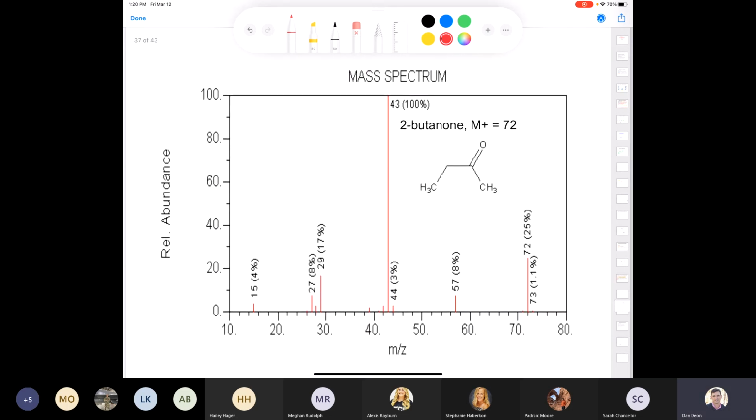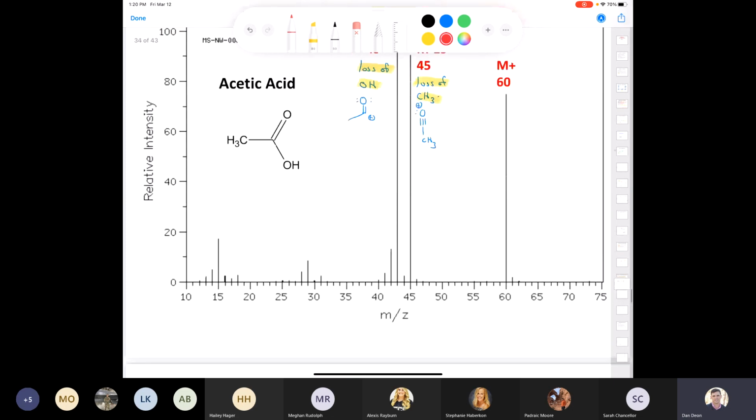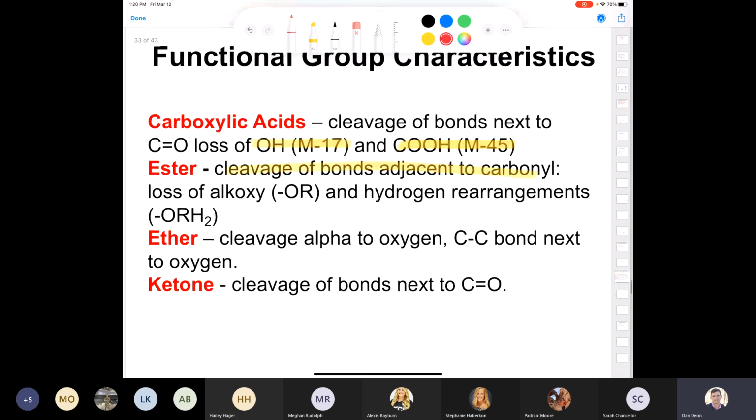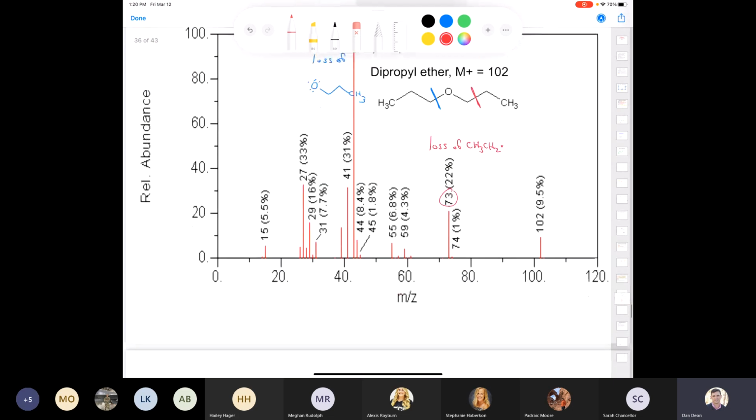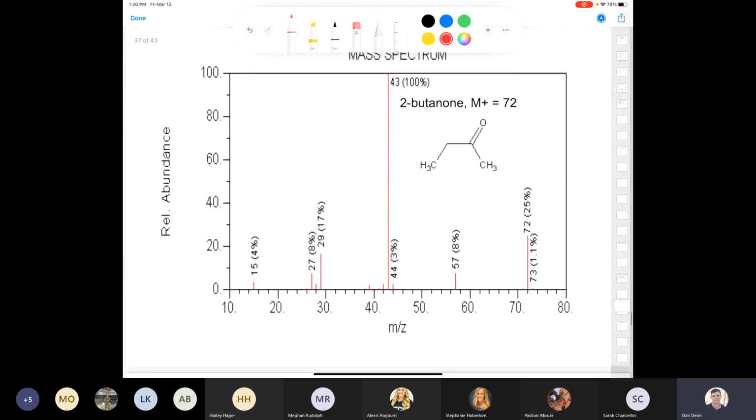Here we have a ketone. Did I have ketone in here? I think I did. Yeah, ketone, cleavage of the bond next to the carbonyl. So in a ketone, we could have cleavage on either side. We could have cleavage here. We could have cleavage here. Again, I would try to draw those cations, those charged species that are detected in the spectrometer. So if you were to cleave on the red, where the red line is, that would be the loss of an ethyl radical.